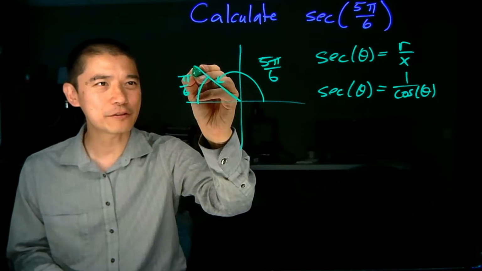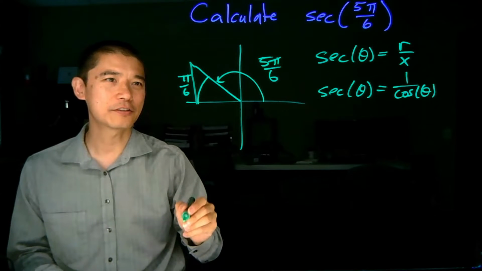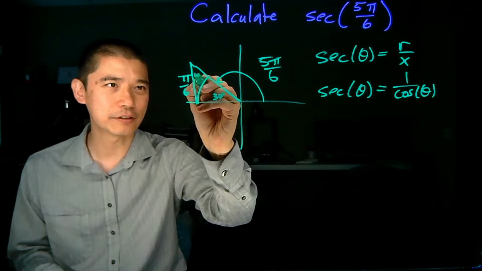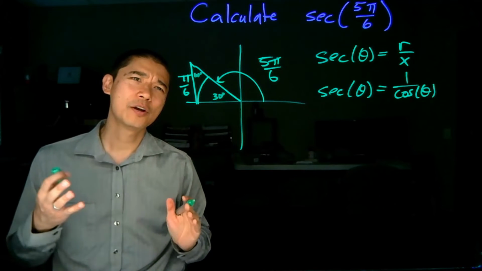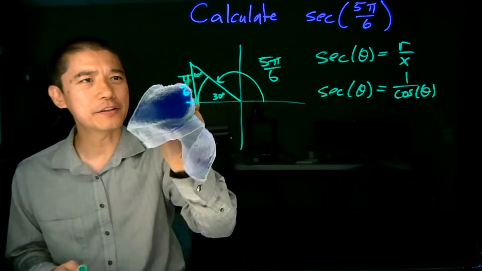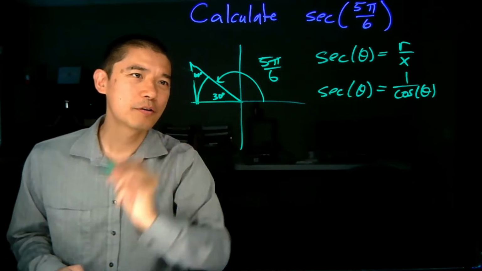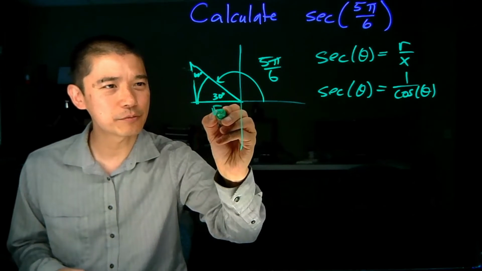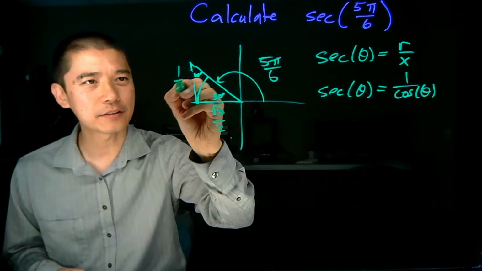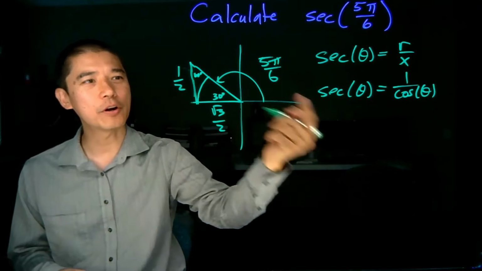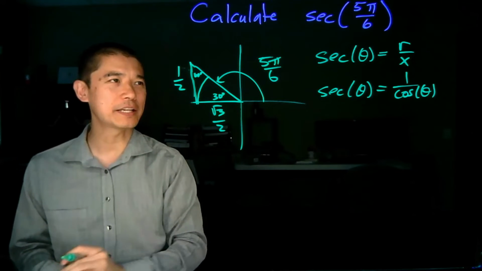Because we know the reference angle there is going to be pi over 6, which is 30 degrees. So there's a 30 degree angle, there's a 60 degree angle. We can just use what we know about these values. Let me erase that to give myself some space here. Next to the 30 degree angle, that's going to be square root of 3 over 2, and this has length 1/2. The only catch is that since we are in the second quadrant, we know that the x value is going to be negative.